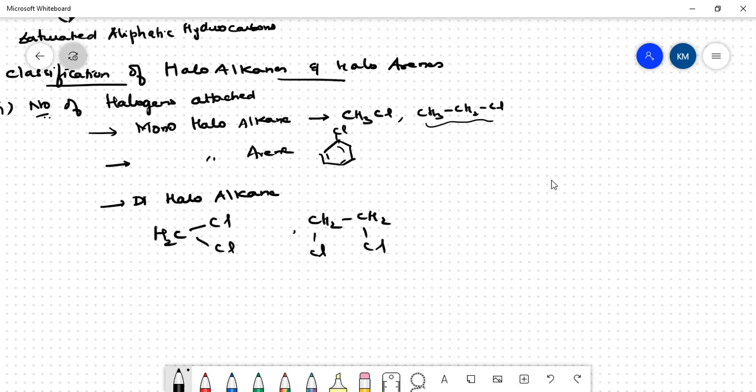Geminal, vicinal. We have studied geminal and vicinal, right? So this is geminal, where both halogens are attached to the same carbon. This is vicinal, where each carbon has its own halogen, so the halogens are attached to different carbons. So this is known as gem dihalide. This is known as vicinal dihalide.